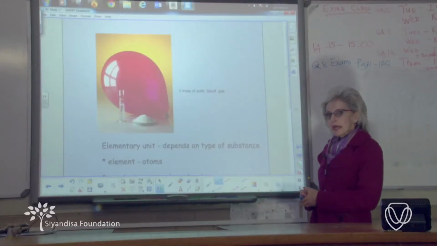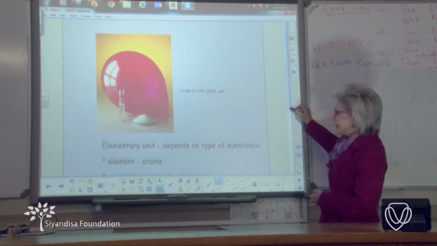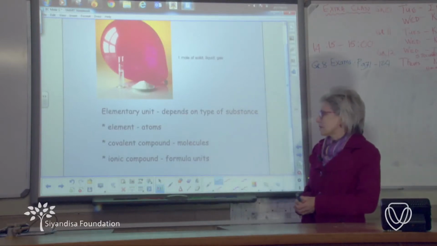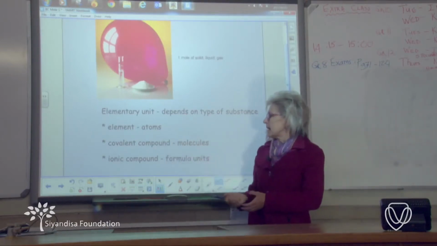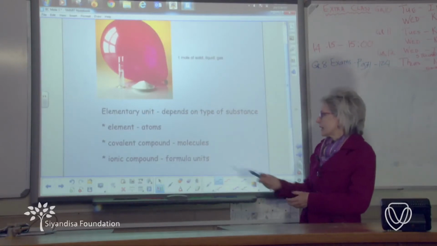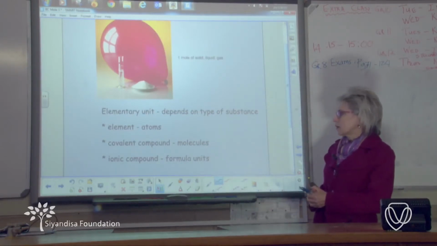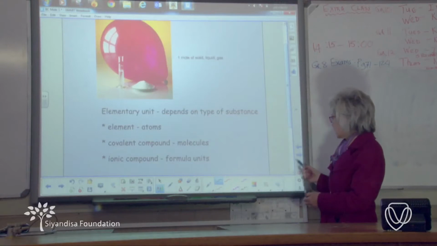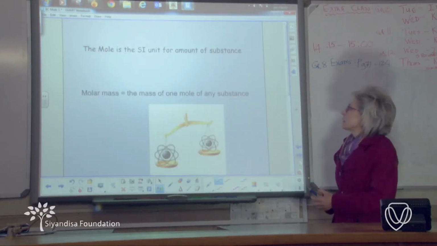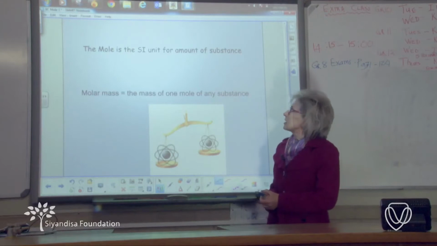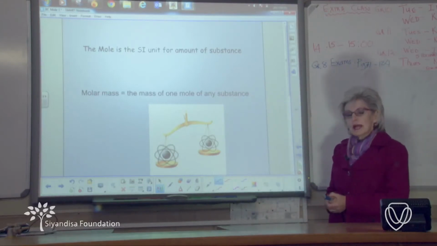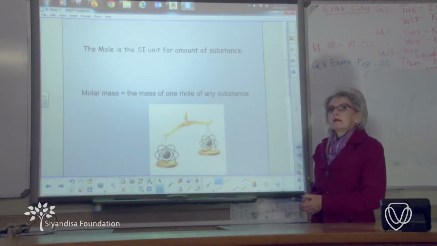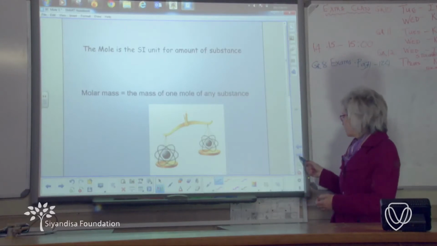So explaining the elementary units, if we are working with an element, it means 6,02 times 10 to the power 23 atoms. When we're working with a covalent compound, 6,02 times 10 to the power 23 molecules. And when we are working with an ionic compound, 6,02 times 10 to the power 23 formula units. The mole is therefore the SI unit for the amount of substance, and all calculations that we are dealing with in stoichiometry revolve around the concept of the mole.